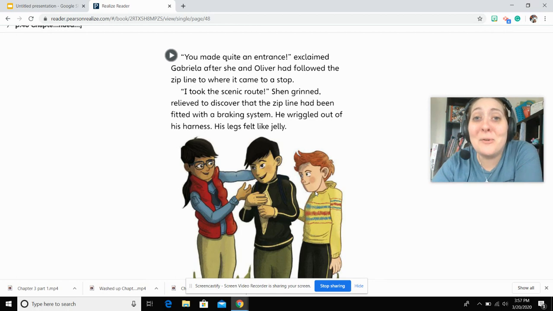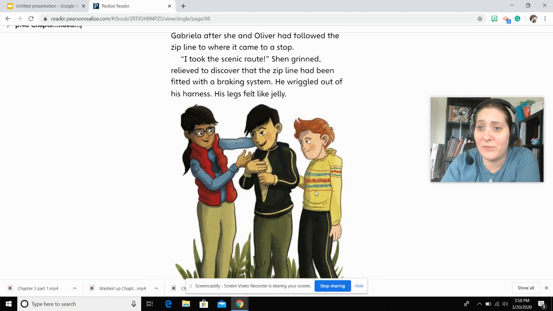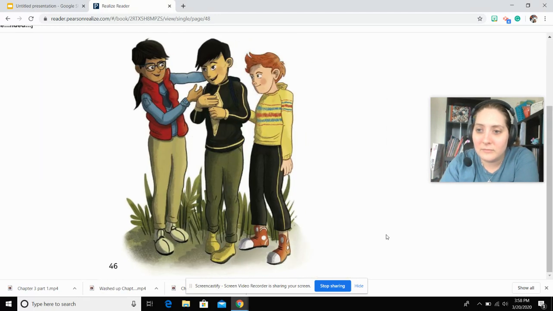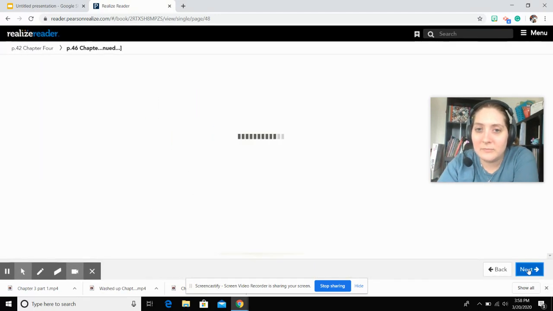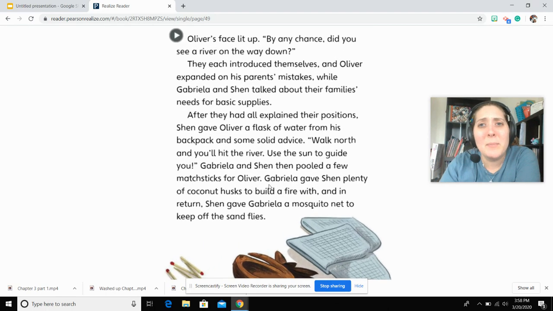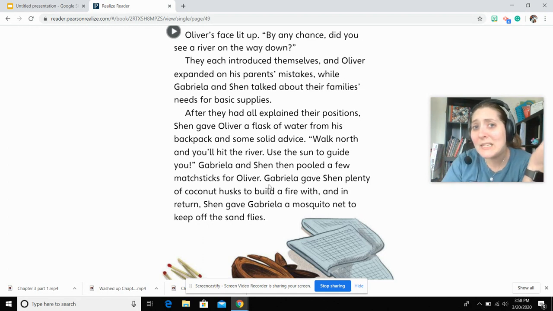"All right. You made quite an entrance," exclaimed Gabriella, after she and Oliver had followed the zip line to where it came to a stop. "I took the scenic route," Shin grinned, relieved to discover the zip line had been fitted with a braking system. He wiggled out of his harness. His legs felt like jelly. Oliver's face lit up. "By any chance, did you see a river on your way down?"